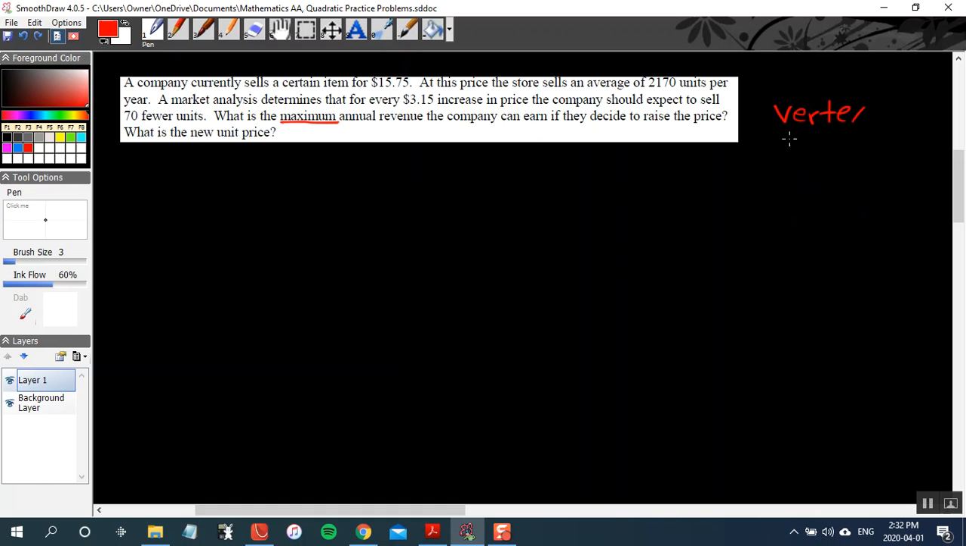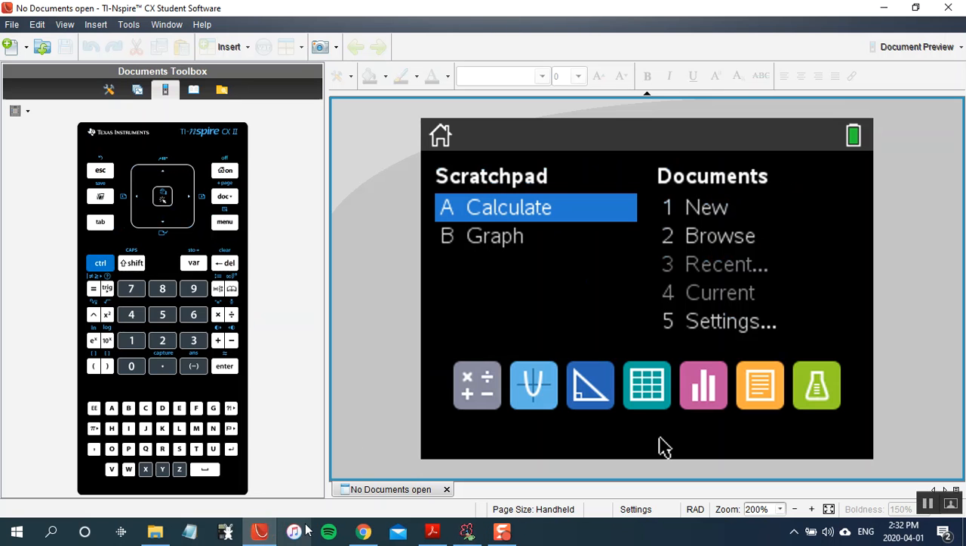Okay, so how do we find that maximum value? Well, that's going to be hard to do unless we piece together a function here. So let's look at it. We have some revenue situation, and revenue is just simply the amount of money that this company is taking in. And right now that amount of money is going to be $15.75 multiplied by 2170. That's at the current price with no price increases, and the average annual sales there of 2170.